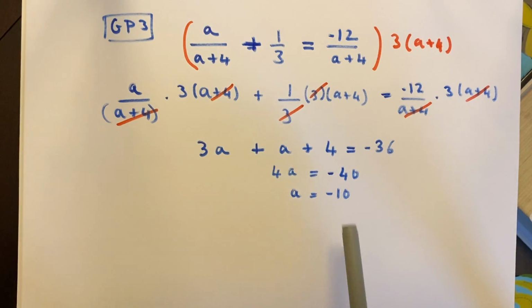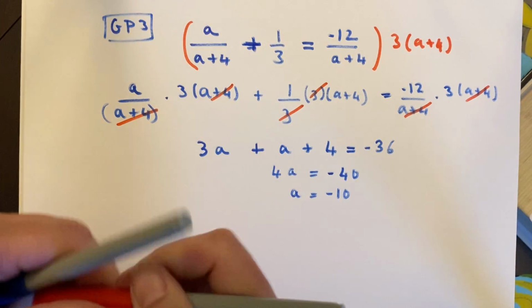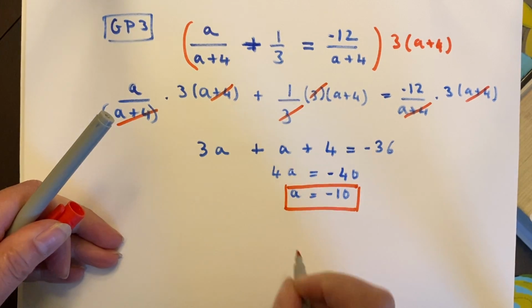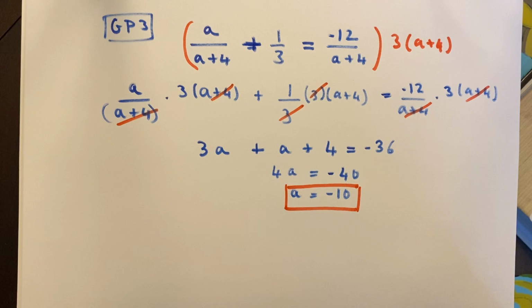Does this negative 10 work? Actually, it does. And so this is not an extraneous solution. It is a real solution, and I can hold on to it. Okay, that is the end of the first 2 examples of 12.7. And I'm going to stop the video and finish the section in the next video.